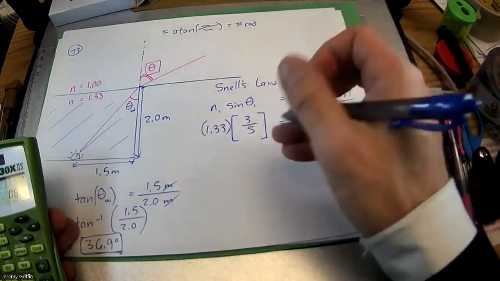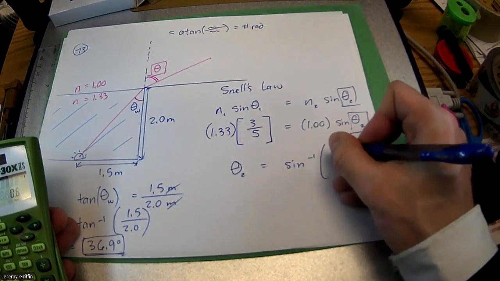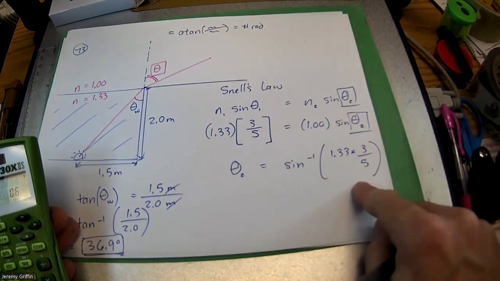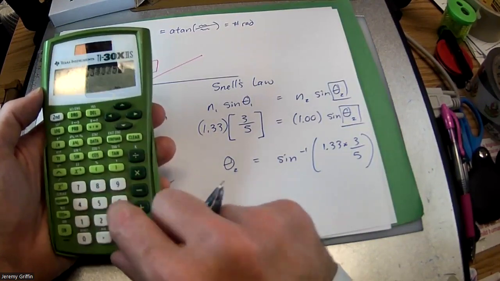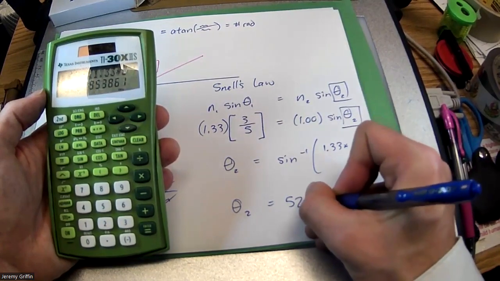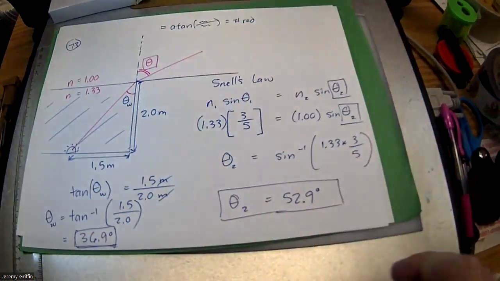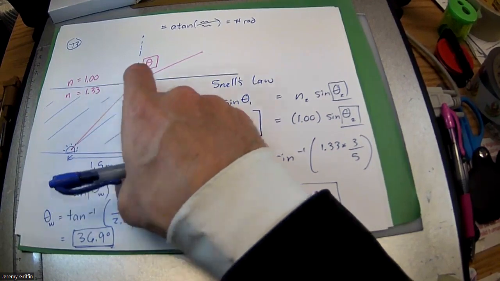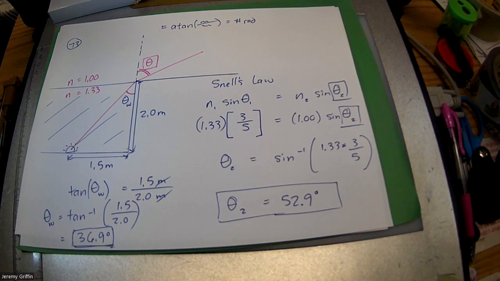Inverse sine of all this stuff. So theta is equal to inverse sine of 1.33 times 3 fifths. Inverse sine of 1.33 times 3 fifths is 52.9 degrees, about 53 degrees. That matches my picture. See how I made this angle smaller than this angle? There you go. Consistent with that.